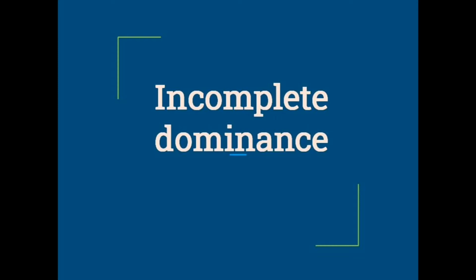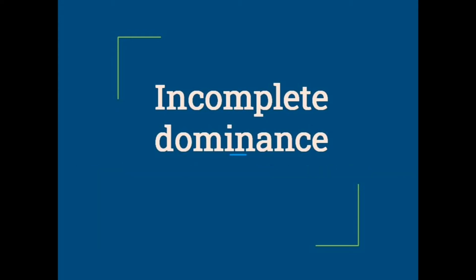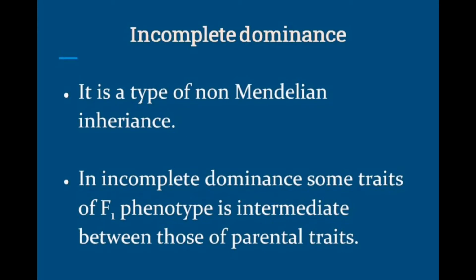In this video, I would like to explain what is incomplete dominance. Incomplete dominance is a type of non-Mendelian inheritance, and it was discovered by Carl Correns in Mirabilis jalapa or 4 o'clock plant. Let us see what is the meaning of the term incomplete dominance. Simply, it's the intermediate expression of a character in heterozygous condition.